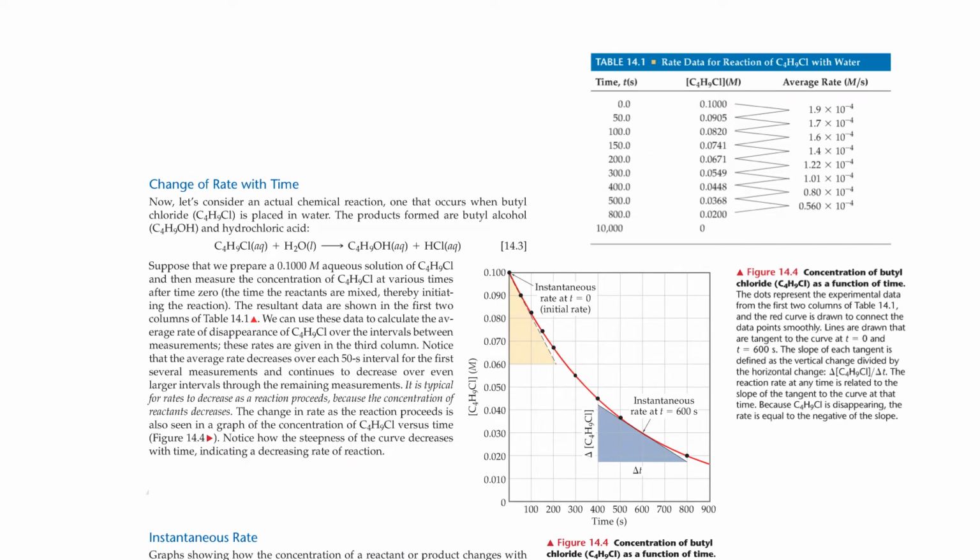Now let's consider an actual chemical reaction, one that occurs when butyl chloride is placed in water. The products formed are butyl alcohol and hydrochloric acid.